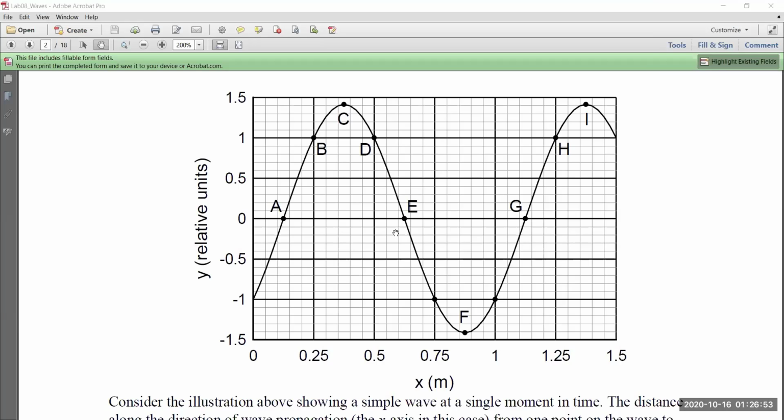Would it be like 1.4? Does everybody agree? Yes. It's in relative units.